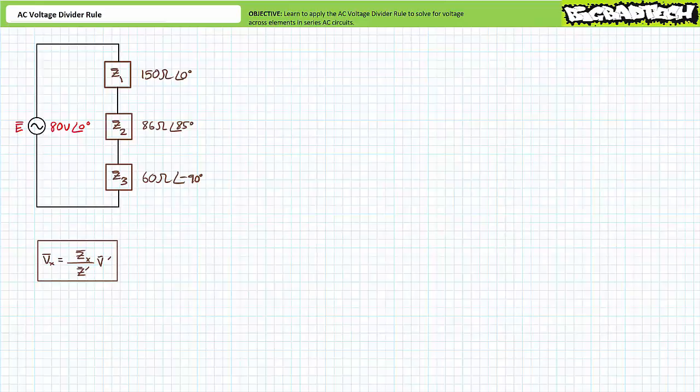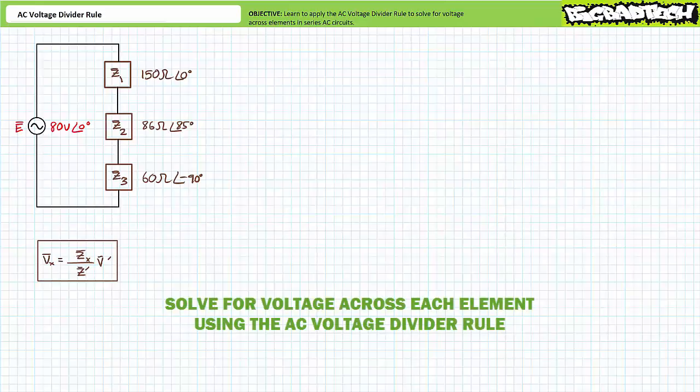The source has a value of 80 volts at an angle of 0 degrees. We're being asked to solve for the voltage drop across each element using the AC voltage divider rule. Again, note we are not being asked to solve for current, nor are we being asked to solve for total impedance. Our only mission is to swing the AC voltage divider rule over our head, charge into the jungle, and come back carrying 3 voltage values slung over our shoulder as quickly as possible.